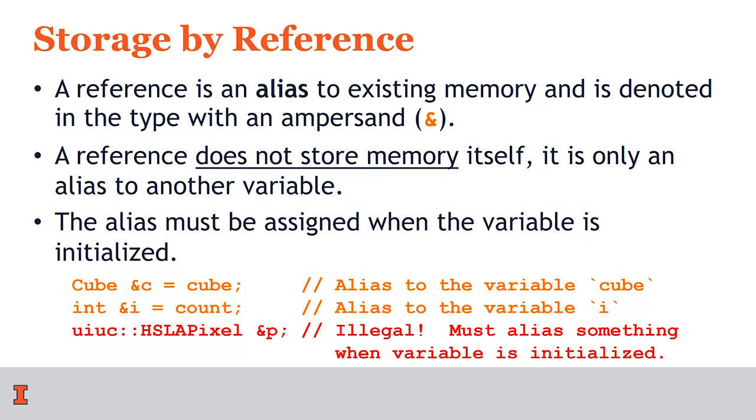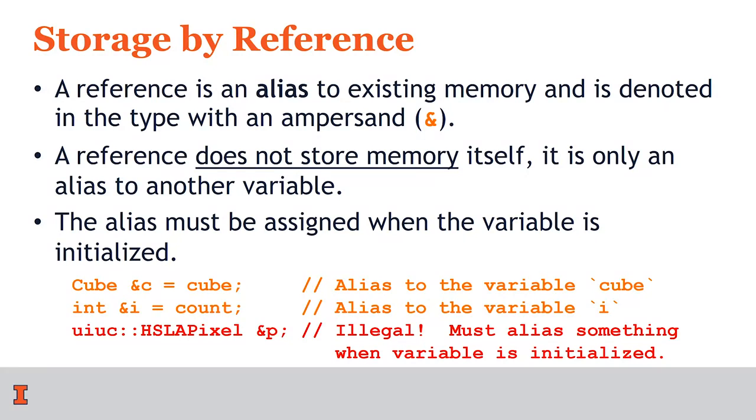A reference variable is a special type of variable which aliases existing memory by name and is denoted with an ampersand. So a reference variable never stores any memory itself. A reference variable has no size. It takes 0 bytes of memory to create a reference variable. A reference variable simply refers to some existing memory.